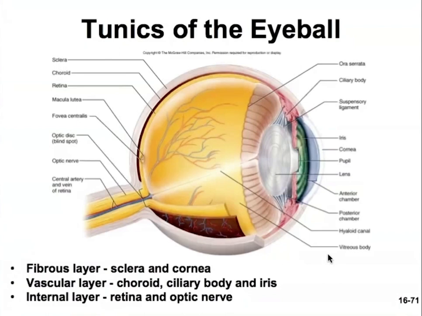So, how does the cornea get its oxygen? Well, it receives oxygen from the air in front of your face.